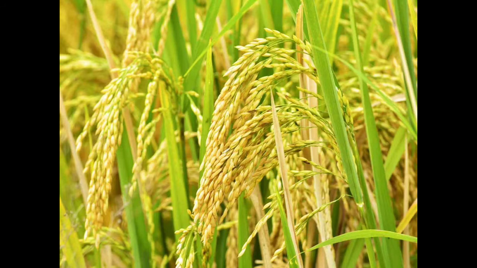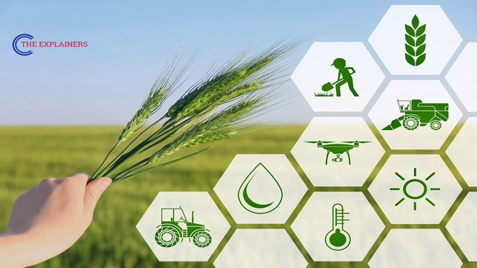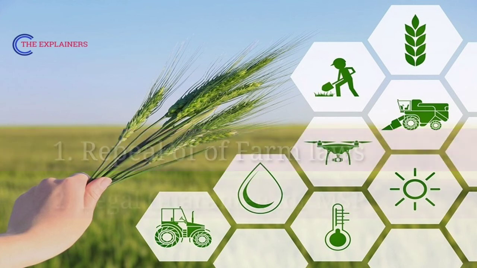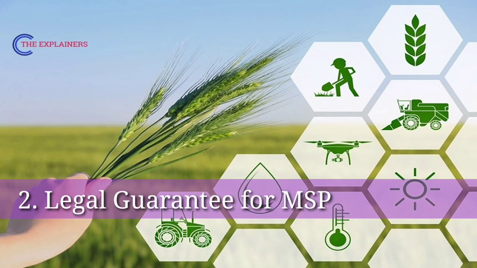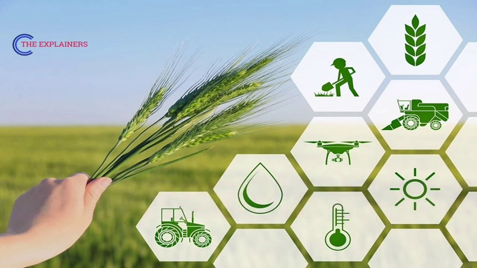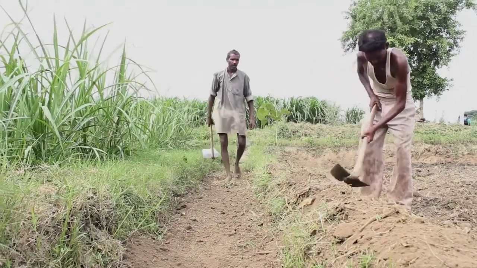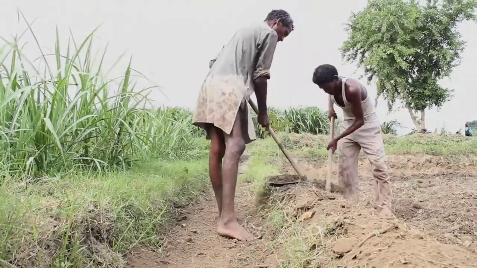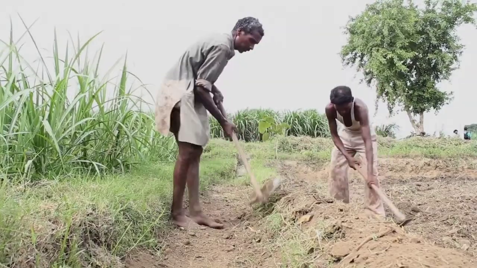These protesting farmer unions have two fundamental demands. One, repeal of Farm Laws 2020. Second, provide legal guarantee for MSP. The demand for a legal MSP is a long-standing one, and no steps have been taken so far by any government to address it.